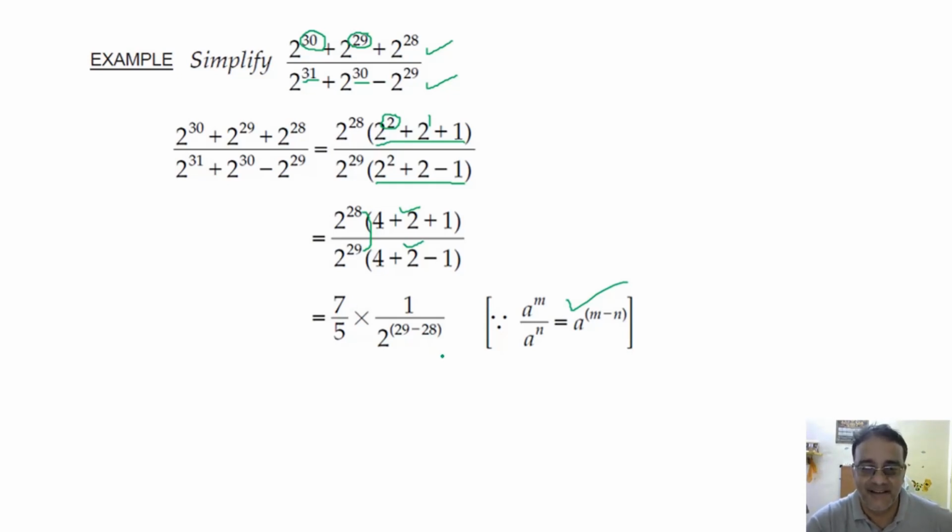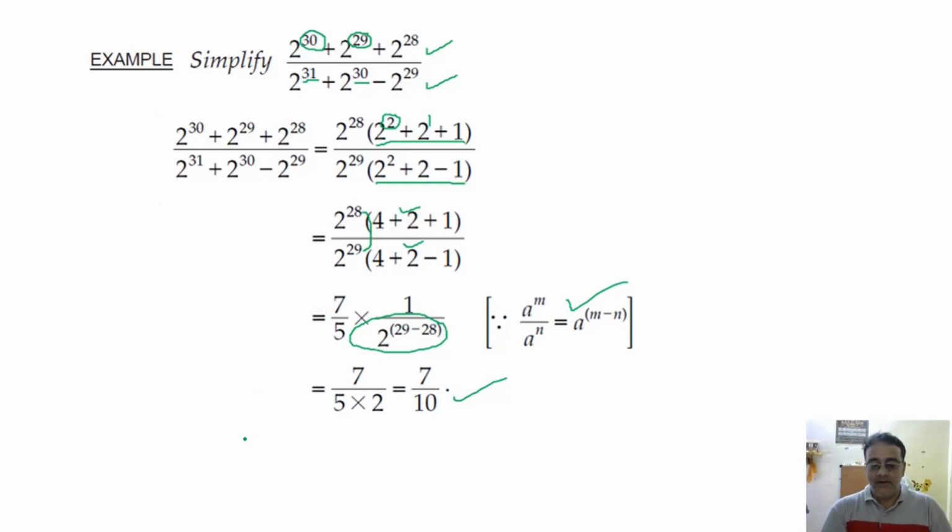2 to the power 1. ये तो 2 to the power 1 हो जाएगा. What is into 7 by 5? अगर करेंगे तो 7 by 5 into 1 upon 2. 7 by 10. Right. 7 by 10 is the final answer. So any doubt in this question? This is very good question. Okay, fine. Then again we are going to do one more simplification question क्योंकि इसमें 4 ही type के questions हैं.